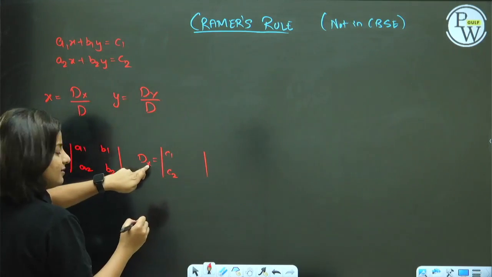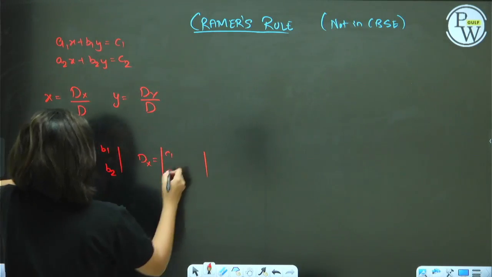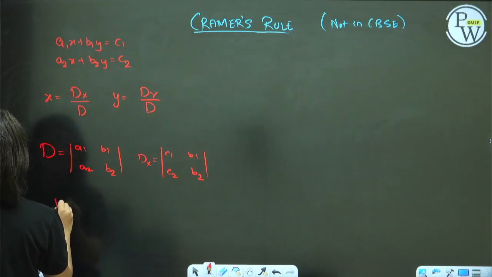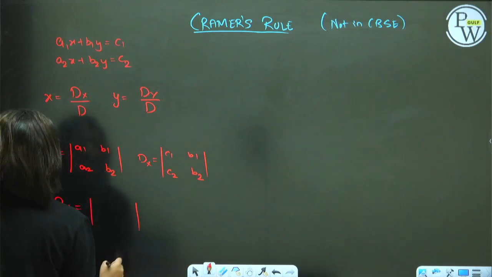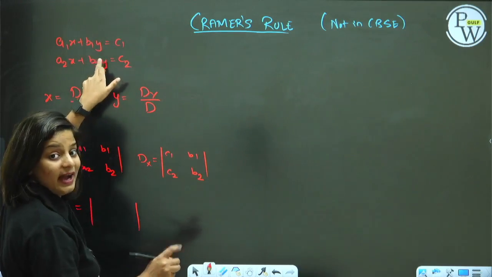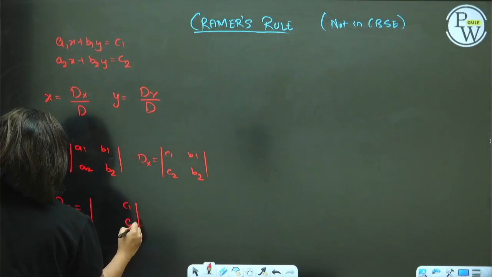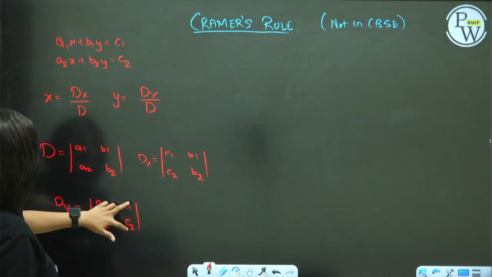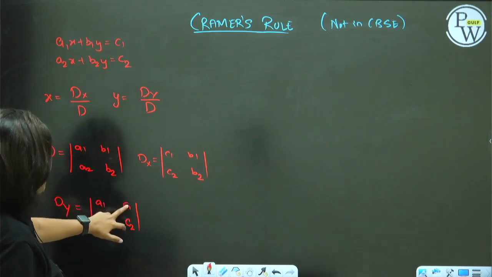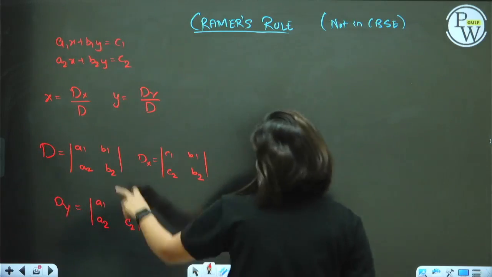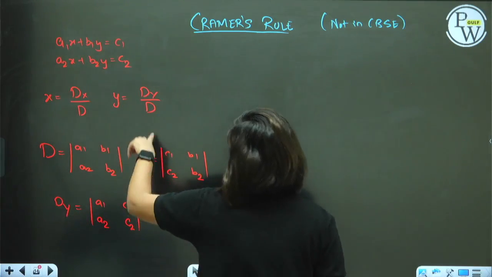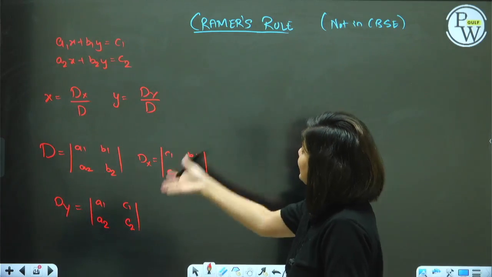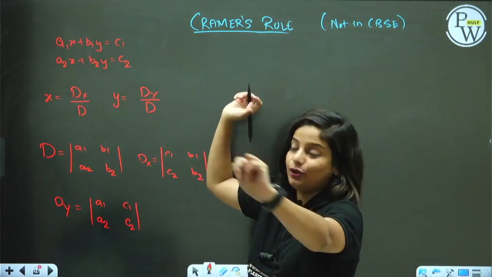For Dx, remove the coefficients of x and replace them with c1 c2. For Dy you will remove the coefficients of y and replace them with c1 c2. Rest everything is same. This is a1, this is a2. Instead of b1 b2, I have just written c1 c2. Find D, find Dx, find Dy, substitute here, you will very easily get x and y. This is for two variables.